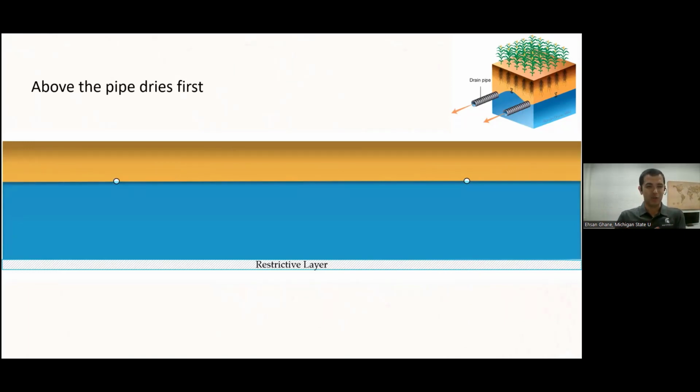And as I showed you, midway between the pipes is where we design our drainage system to work properly. What we talk about is going to be for that midpoint between the two pipes. Why? Because that's most of the farm. The area above the tile is a very small portion of the whole farm. That's why we talk about the areas not above the tile, because those are already dry.